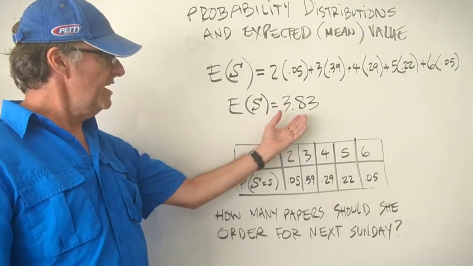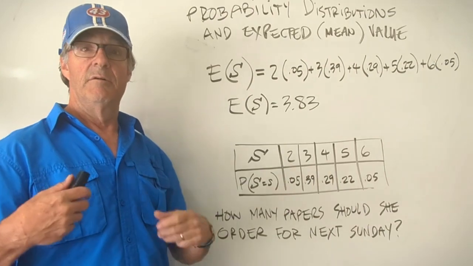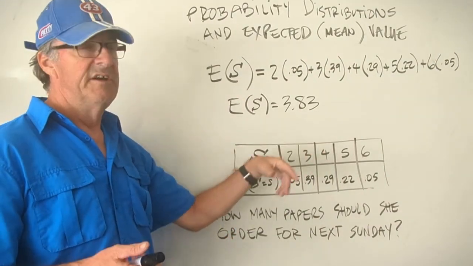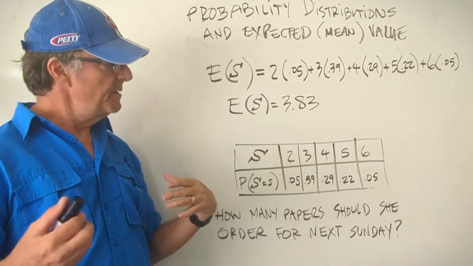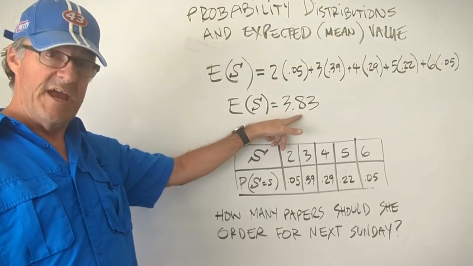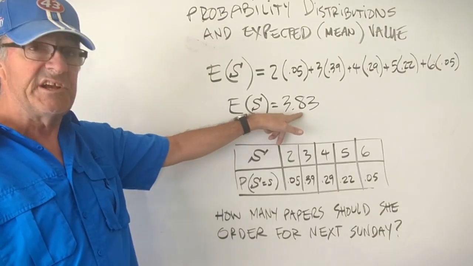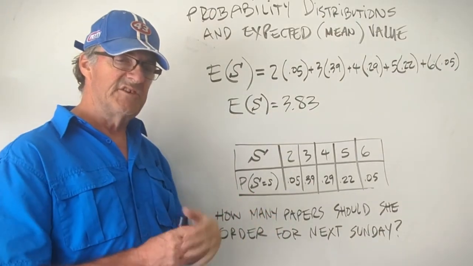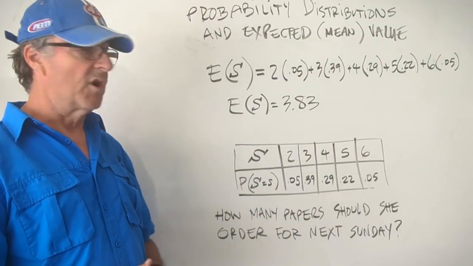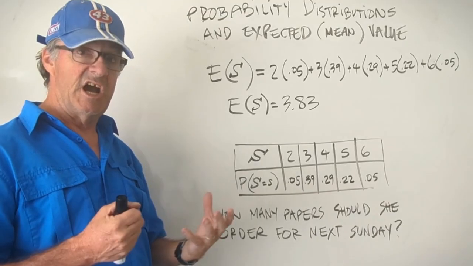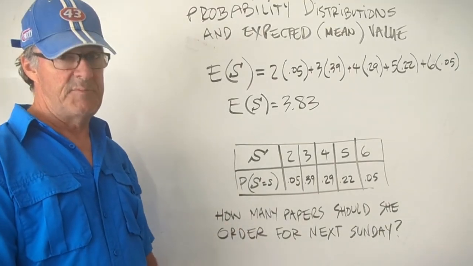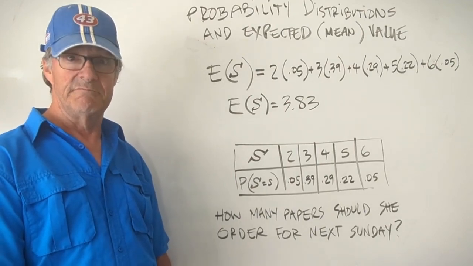Okay, so what I get is 3.83 papers. Now, obviously, she's not going to sell 0.83 papers. She's going to sell 3 or 4. But based on this value, you might as well buy 4 papers because your expected value is pretty close to 4. So some Sundays you'll sell 3, but on average you'll sell more often, you'll sell 4. So if you buy 4 papers, you're going to come out ahead. You're going to sell more papers. So that's the answer to that probability distribution question.